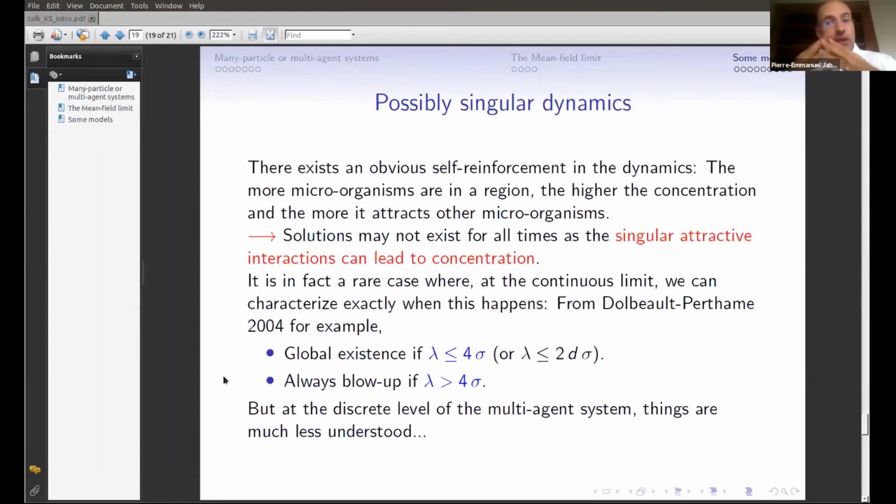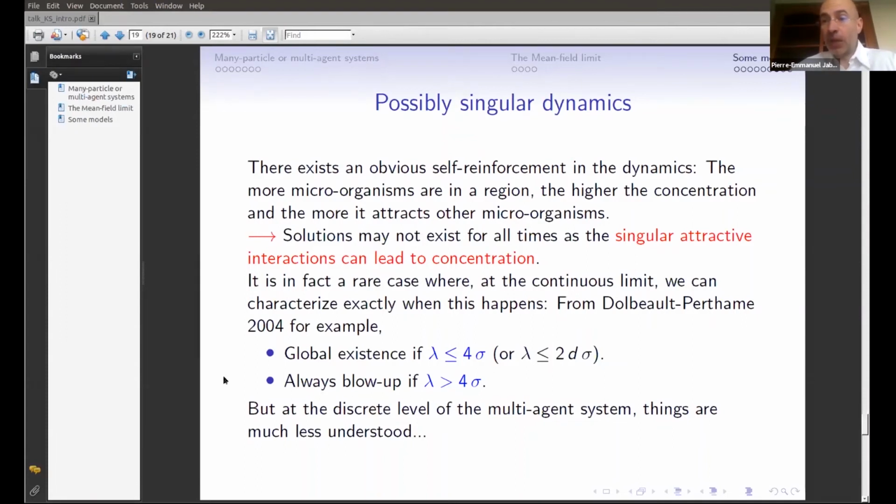Because it has a very simple structure, we can give a very precise answer. And here I'm quoting Biler-Perthame. There have been a lot of works on this. I just don't want to go over all the literature, so this is a nice summary that has the clear-cut distinction. It turns out that you have global existence or you have blow-up independently of the initial data. You just have to look at whether the diffusion is dominant or the advection is dominant.